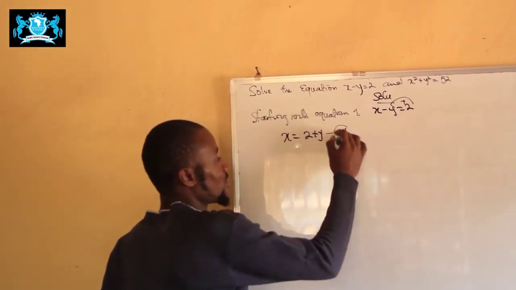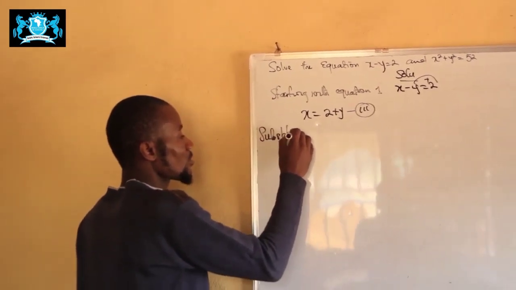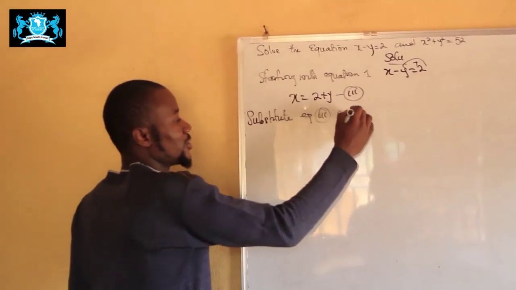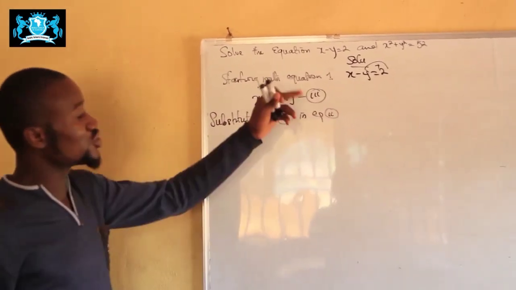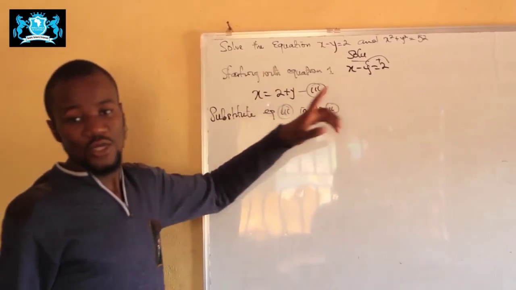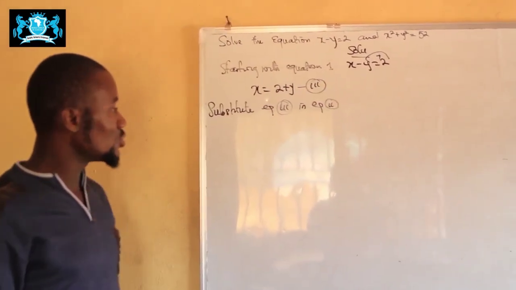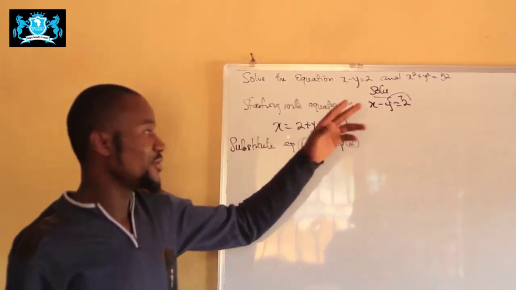So we now say substitute equation 3 in equation 2. We cannot substitute this equation 3 in equation 1 because the equation 3 itself was gotten from equation 1. So we now substitute inside a fresh equation, and that is equation 2. So it means that whenever you see x, you replace it as 2 plus y in equation 2.